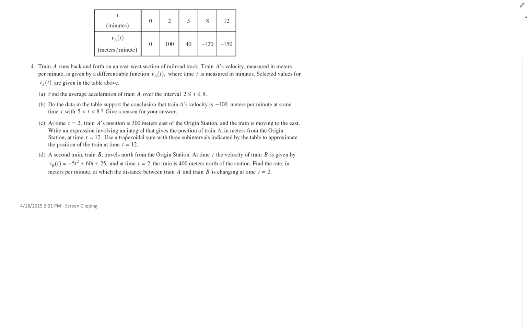We're going to find an integral, a trapezoid, second train B, and so forth. Okay, so find the average acceleration. Acceleration is the rate of change of the velocity.